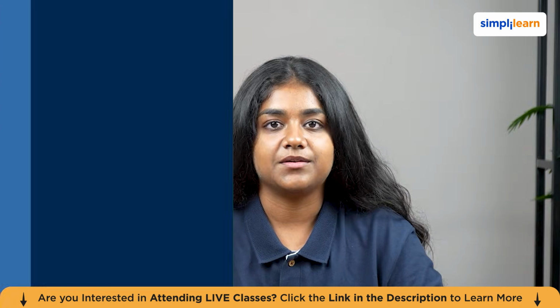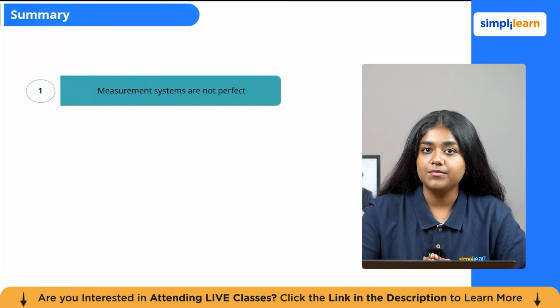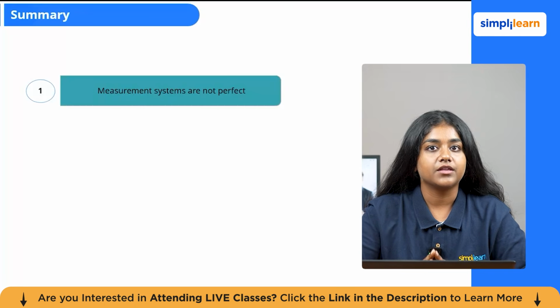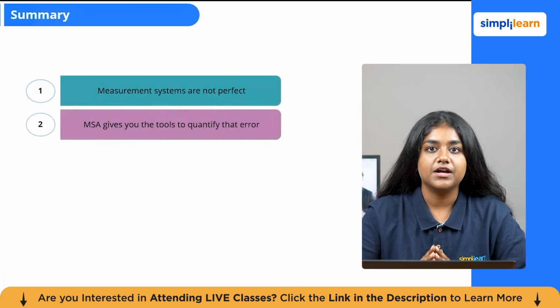So now let's have a summary. Measurement systems are not perfect. Every measurement you take contains some error. The question is not whether error exists, but whether it's small enough to allow reliable decisions. Measurement system analysis gives you the tools to quantify that error.